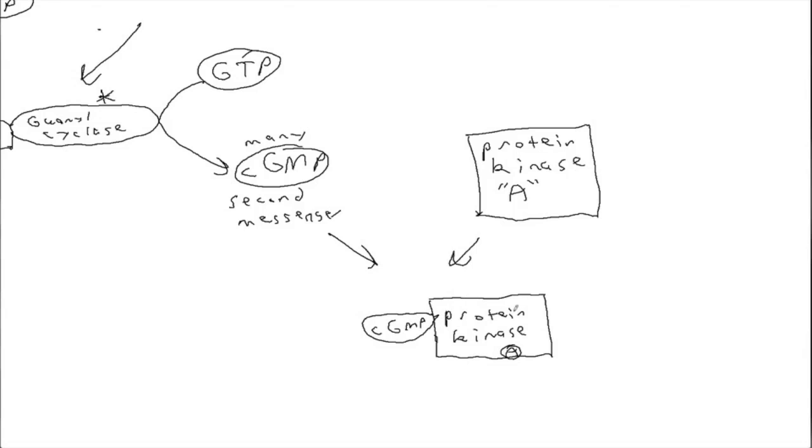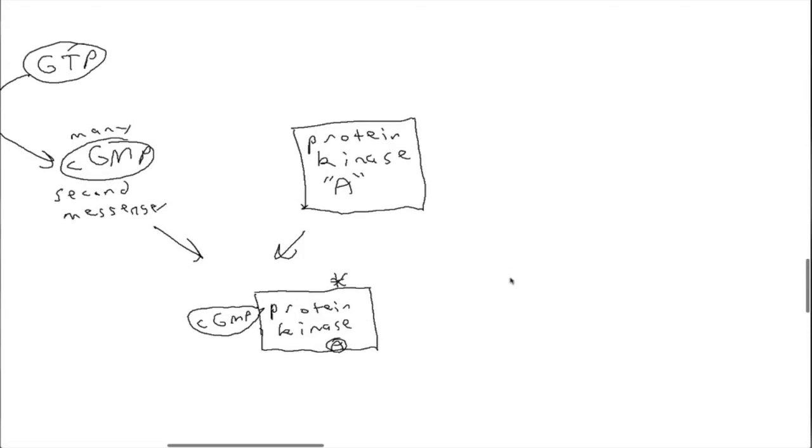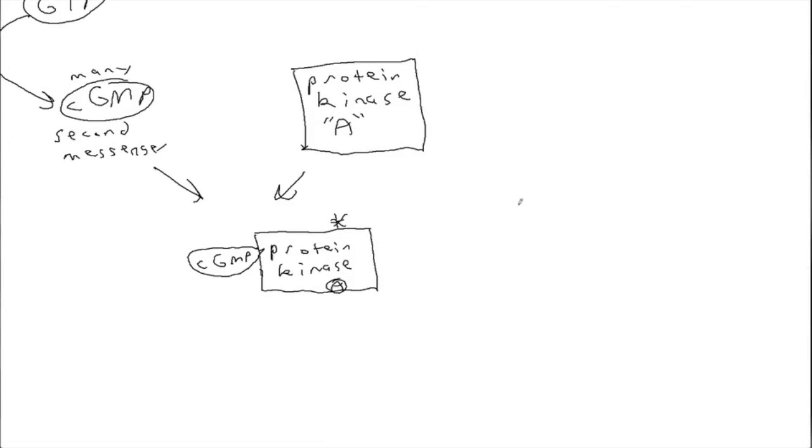They could attach to a protein kinase. And now I'm going to put a star on the protein kinase. Do you remember what we are using the star for? When it's activated. So now the protein kinase is activated. So the protein kinase is going to go floating off, and it's going to bump into another protein kinase, which we could call B. That's not the official name, it's just another name.